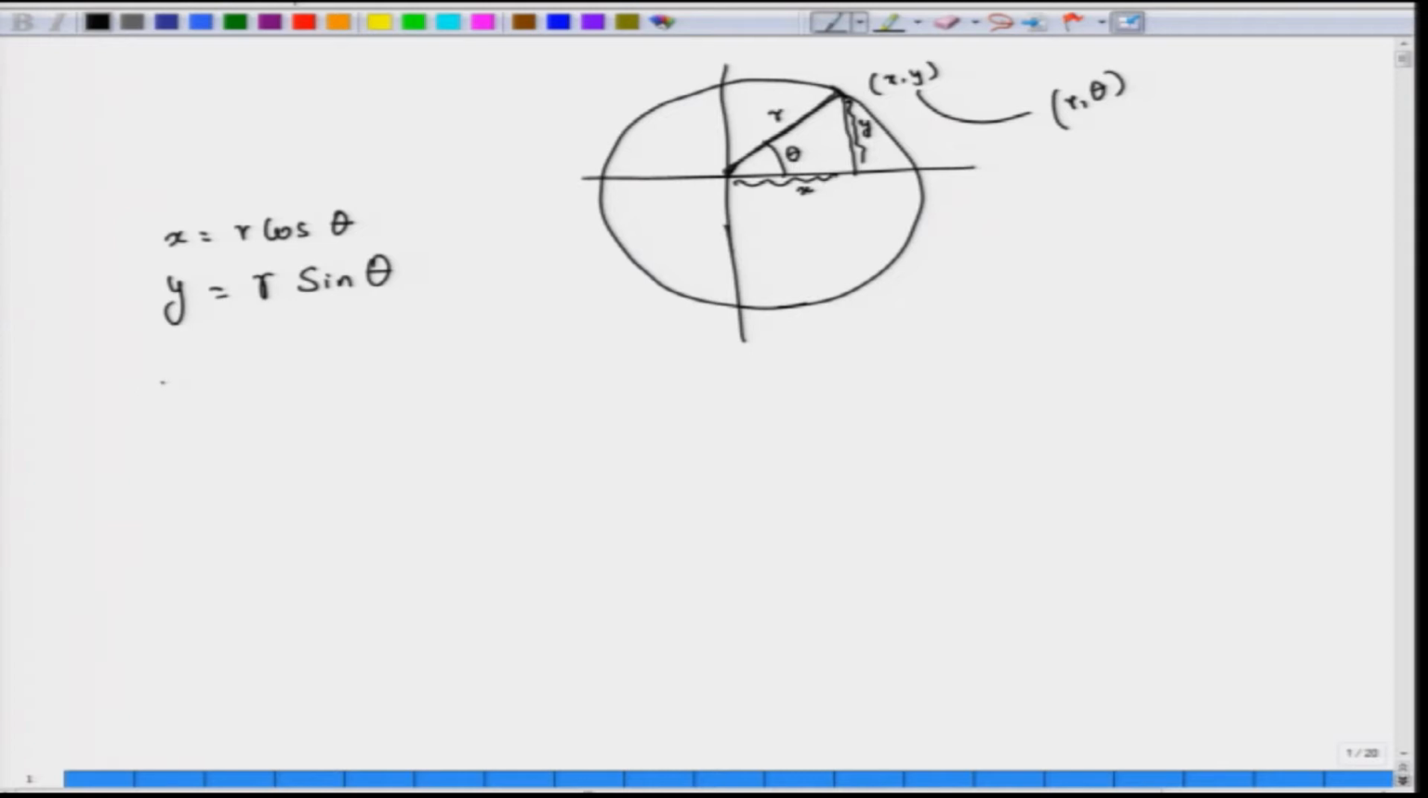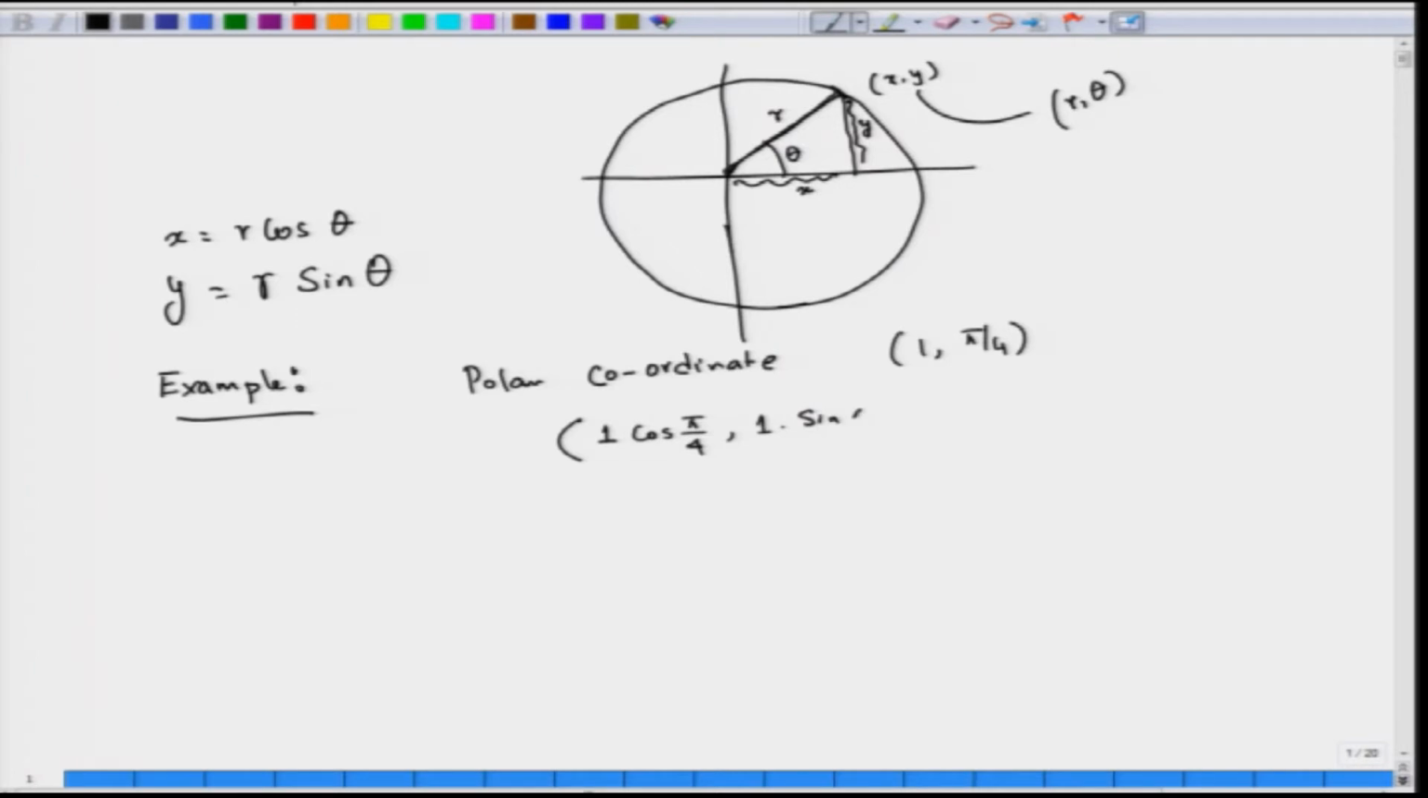For example, take the point in polar coordinate 1 and pi by 4. Then in the Cartesian coordinate, this point is going to look like this: r is 1, so 1 into cos pi by 4 and 1 into sin pi by 4, which we know is 1 by square root of 2 and 1 by square root of 2.